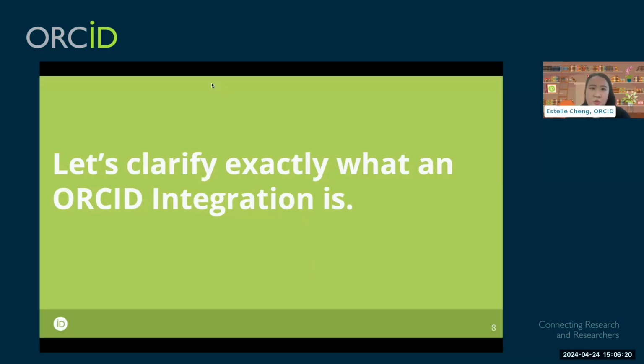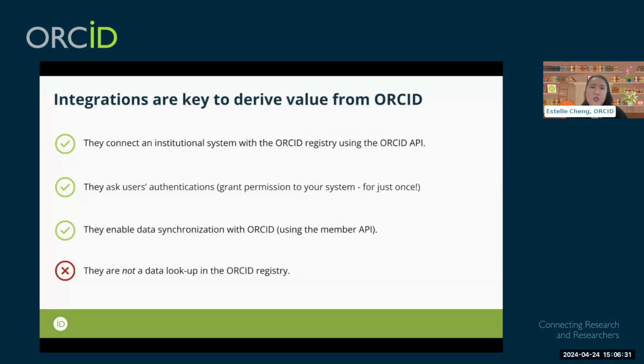All right, I'm going to keep presenting. Let's clarify exactly what the ORCID integration is. Integrations are really key for our members to derive value. Integrations connect an institutional system, a system in your organization, with the ORCID registry using the ORCID API. They ask users for authentication, meaning that researchers grant permissions and connect their IDs to your system just once. And integrations enable data synchronization between your system and ORCID using the API.